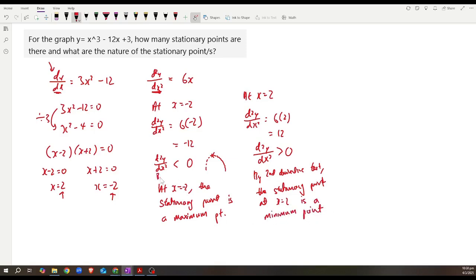Right? Yeah, so just add that in by second derivative test. Okay, that's it. So just note that when your second derivative is 0, this does not mean there's a point of inflection, right?